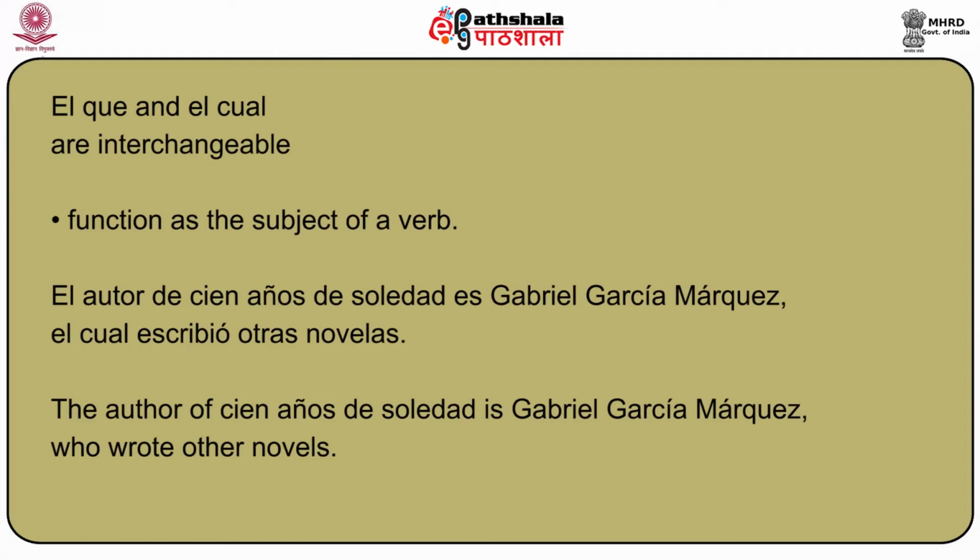Where it functions as the subject of a verb. El autor de Cien años de soledad es Gabriel García Márquez, el cual escribió otras novelas. The author of One Hundred Years of Solitude is Gabriel García Márquez, who wrote other novels.